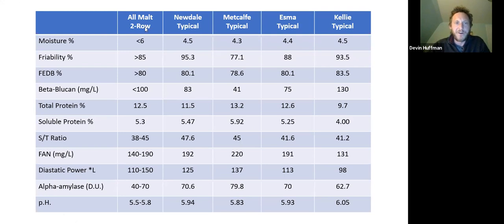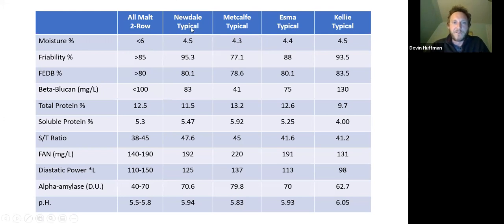I've listed here, this is all malt two-row, just a standard North American ideal malt chemistry, I guess, for a base malt. A two-row base would be in this range. It's a bit of a wide range listed on this chart, but it gives you an idea of where the North American standards are at.